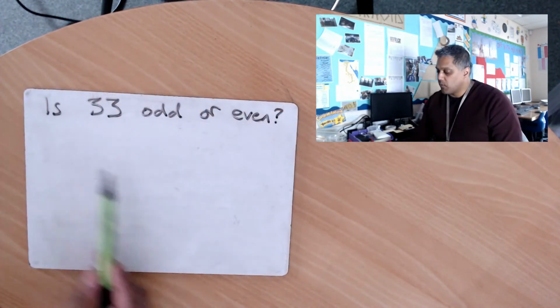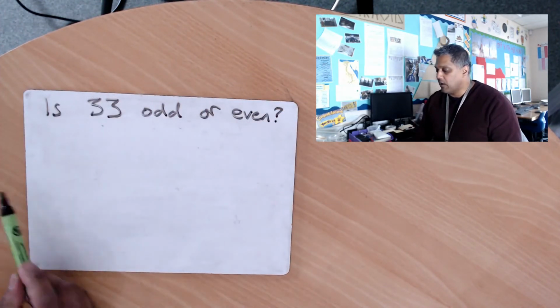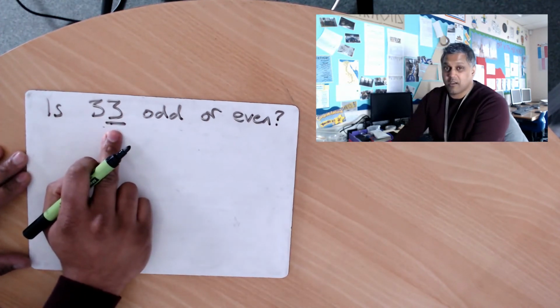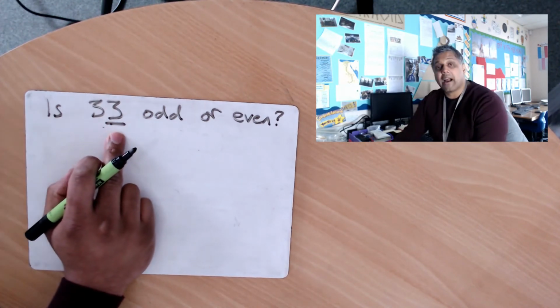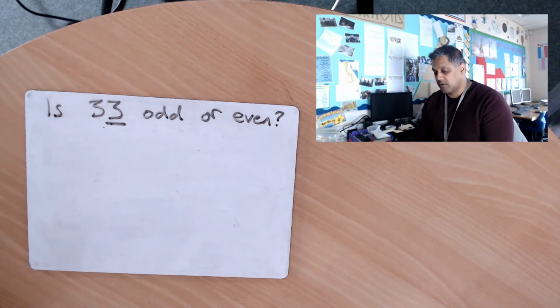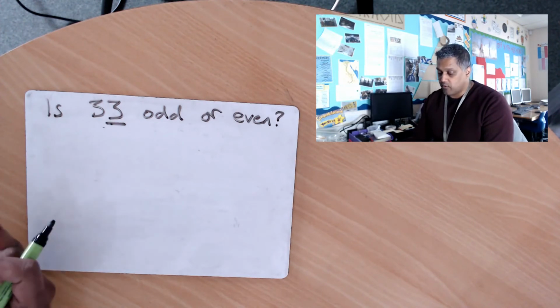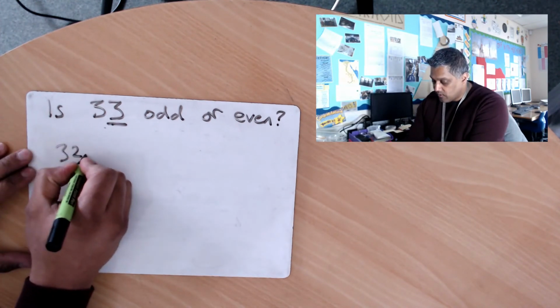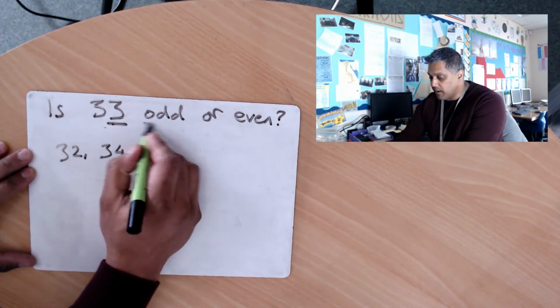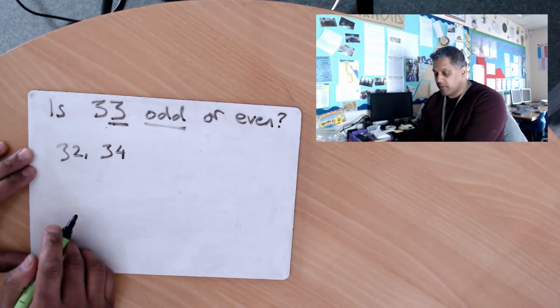So let's try this more simple one. So is 33 odd or even? Well, we know that in the ones column there, there's a 3, so we think it's got to be odd. But how can we prove it? Well, we can count in twos. We can use objects to help us as well. So if you count in twos, so 2, 4, 6, 8, 10, 12, 14, 16, 18, 20, 22, 24, 26, 28, 30, 32, 34. So I get to 32, and then I get to 34 when I count in twos. I don't get to 33. So it has to be odd. I cannot share it in two groups.